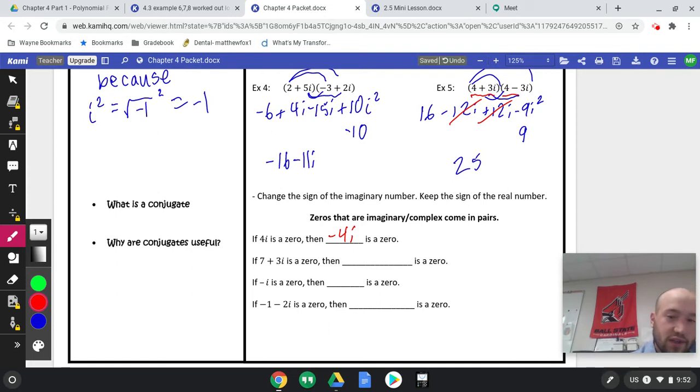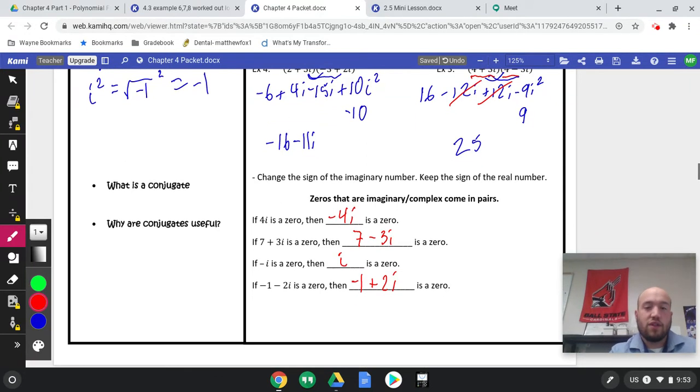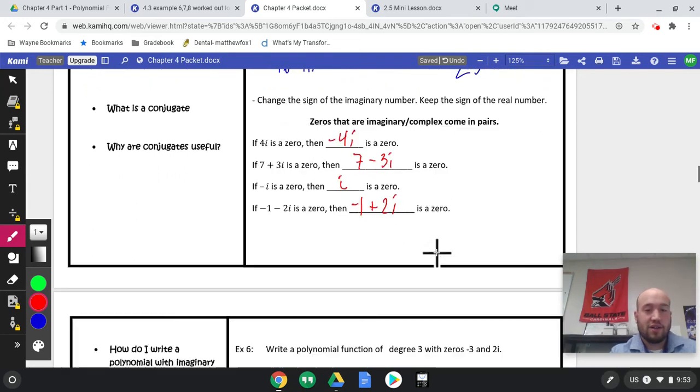Okay, likewise, if 7 plus 3i is a 0, then we said the real number stays the same, so it's still just 7. Instead of plus 3i, it's going to be minus 3i. If negative i is a 0, then also i is a 0. And finally, if negative 1 minus 2i is a 0, then negative 1 plus 2i is also a 0. So that can be very useful as it allows things to cancel out nicely for us and eliminate some i's. And we'll continue to look at that on the back.